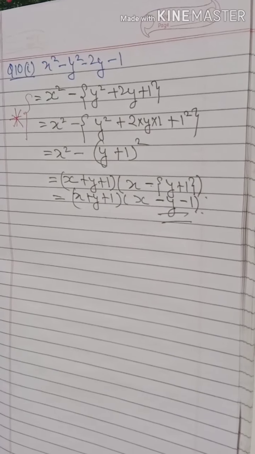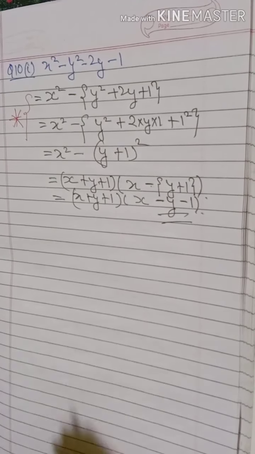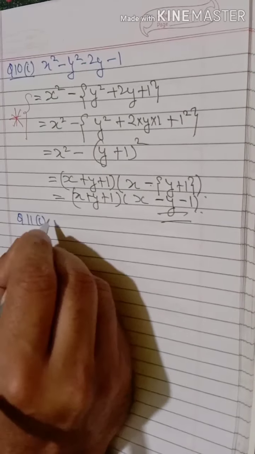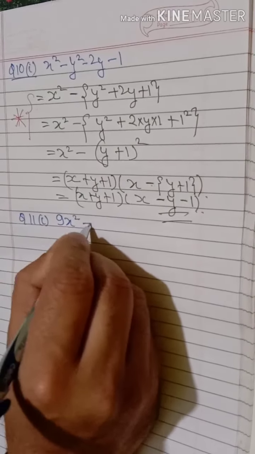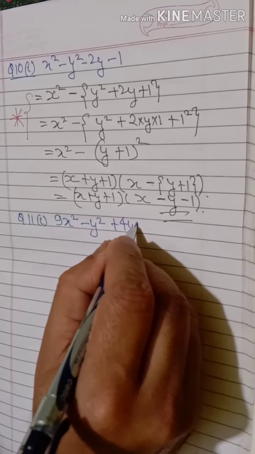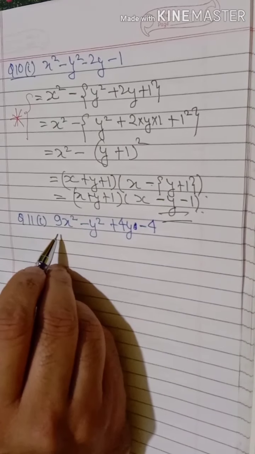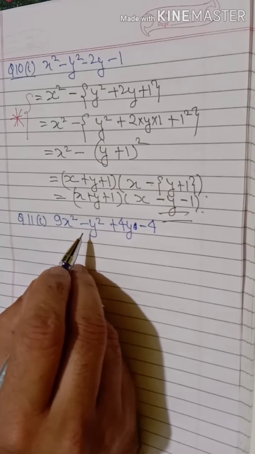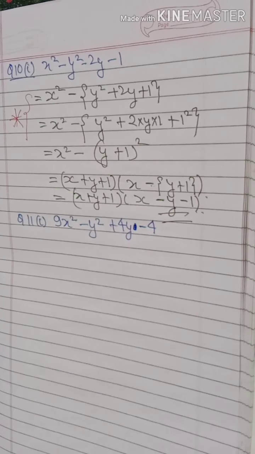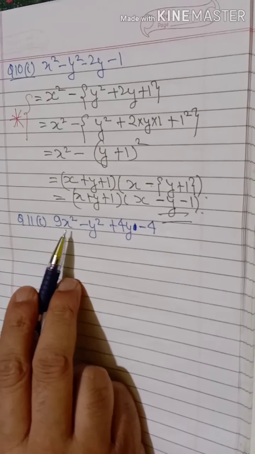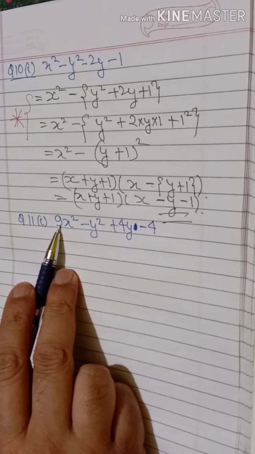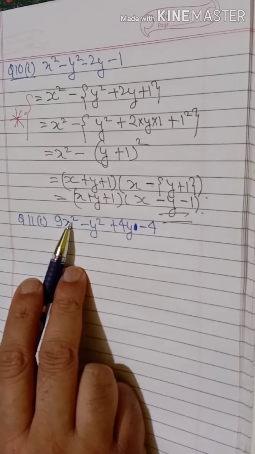So I would take question number 11 Roman 1, which is quite similar to question number 10 Roman 1. The question reads as 9x square minus y square plus 4y minus 4. Let's check our question: 9x square minus y square plus 4y minus 4. So we need to factorize this. If we closely observe the question, we can see that the first term is somehow given in the form of a square directly, because 9 can be written as 3 square, and the x square is already a perfect square.